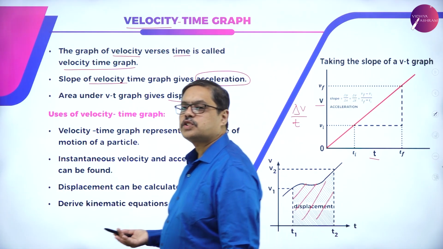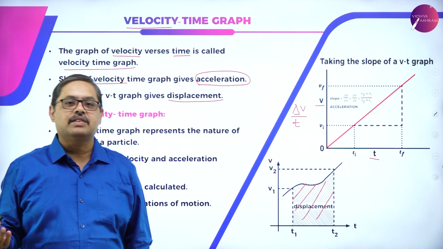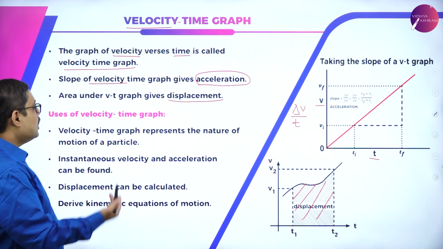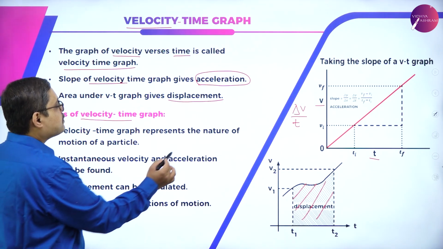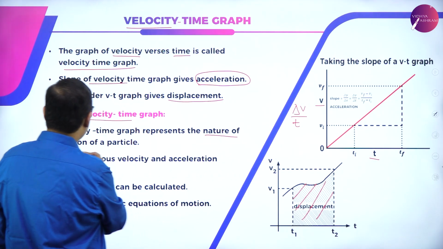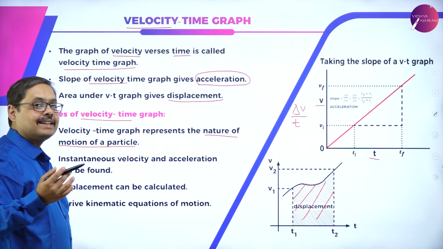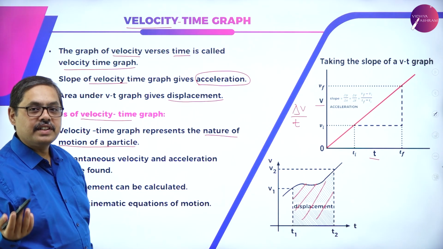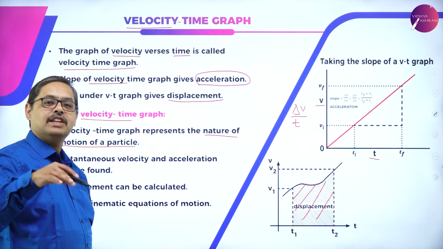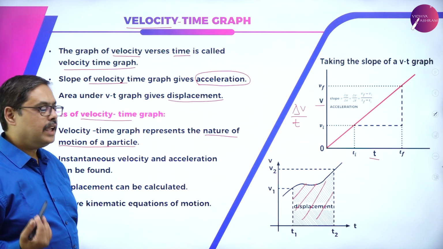So what are the uses of this VT graph? This is a popular question from your examination. First and foremost, it lets me know the nature of the motion of a particle. What is the type of motion? Is the acceleration positive? Is it in the positive direction? Does it have some initial velocity? All these things can be known.